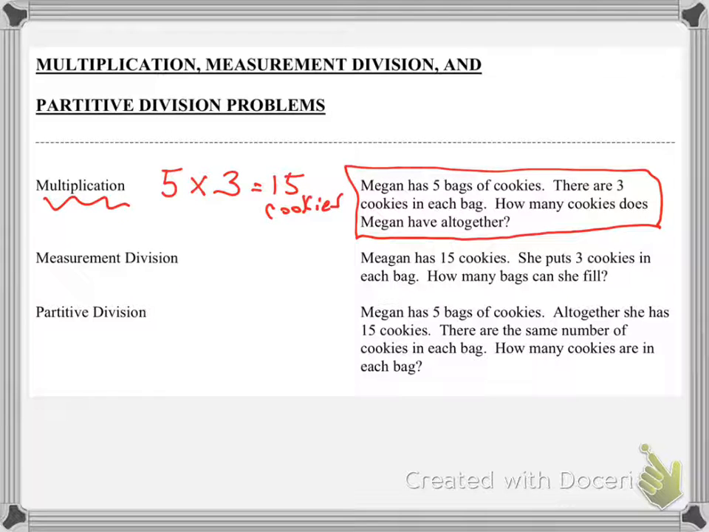Now, in division, there are 2 different ways that you can look at division. This is called measurement division and partitive division. Measurement is basically how many groups can you make, whereas partitive division is you're looking how much is in each group. You're taking them apart. So let's get started tonight.